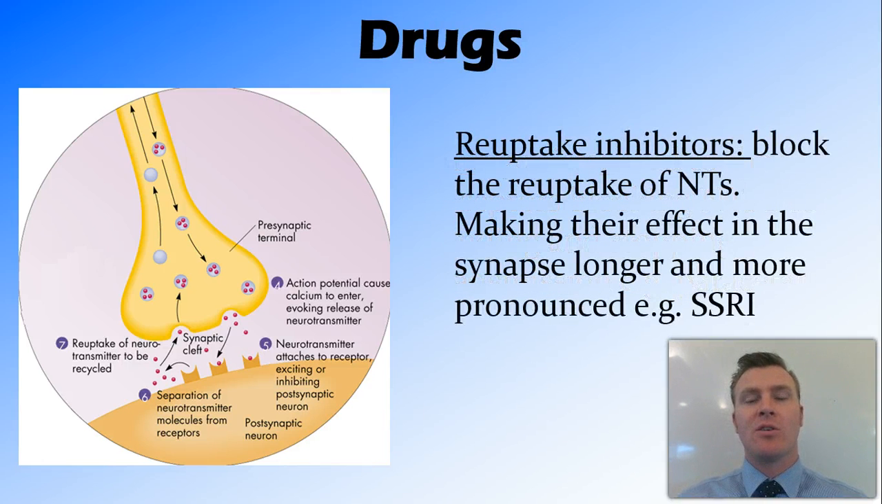Another type of drug is called reuptake inhibitors. What these do is block the reuptake, or the recycling, of the neurotransmitter, meaning that more of the neurotransmitter hangs around in the synapse and produces more of a response. An example of a reuptake inhibitor is selective serotonin reuptake inhibitors, which are used in the treatment of depression.